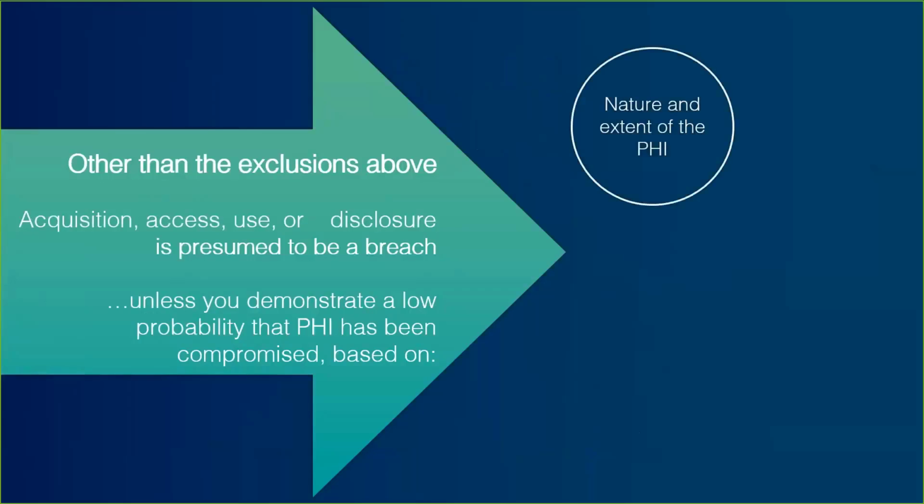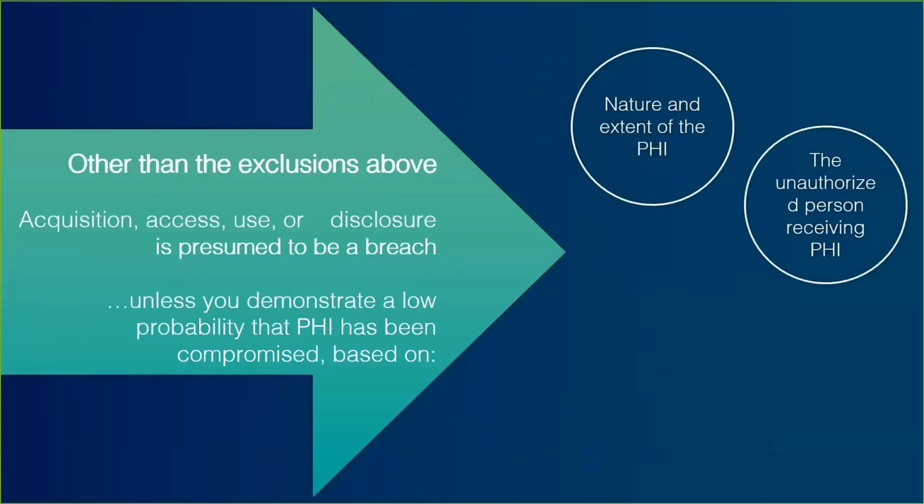The first is the nature and extent of the PHI. So if the type of the PHI that got out or the amount of the PHI that got out is small enough or limited enough, you can make the argument it was not a breach. The second is the unauthorized person receiving the PHI. Let's say that it is a known entity who may not be in the same organization, so they don't fall under that exclusion, but you know who they are, and they tell you that they've deleted the PHI. They're fairly low risk. Now, you could try and make the argument it was not a breach based on that.